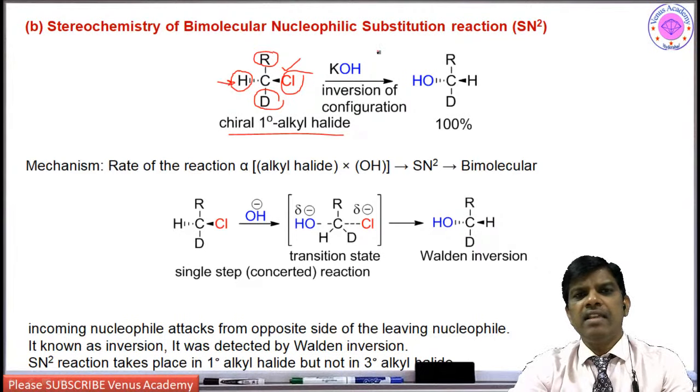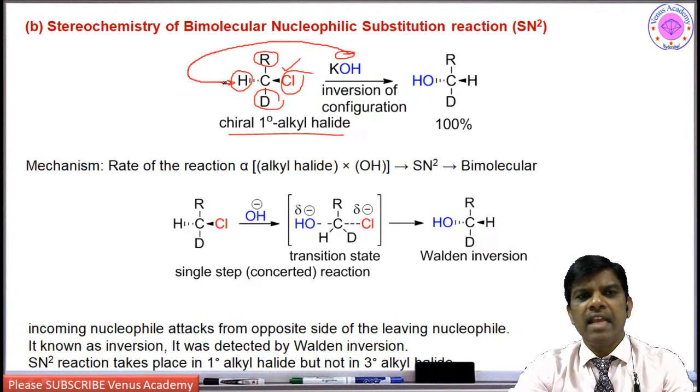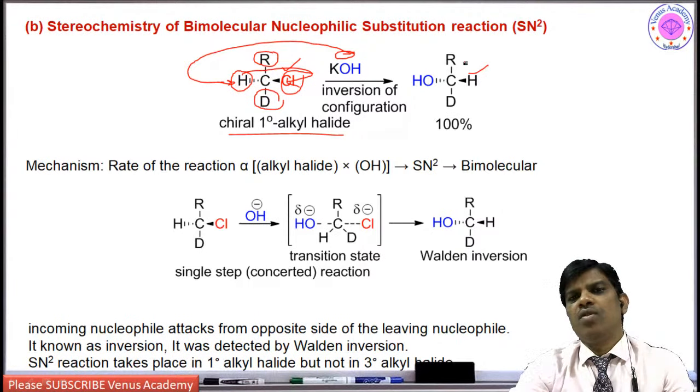The incoming nucleophile OH comes from the back side and pushes this hydrogen towards this side. So this hydrogen is here, and OH comes into this back side. So in one step it substitutes this chlorine with OH, and the place the chlorine left is taken up by this group, or whatever group is present here. If it is hydrogen, yes, it is hydrogen.